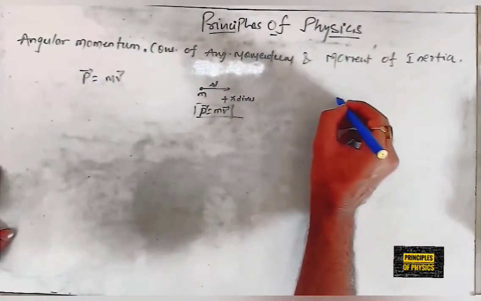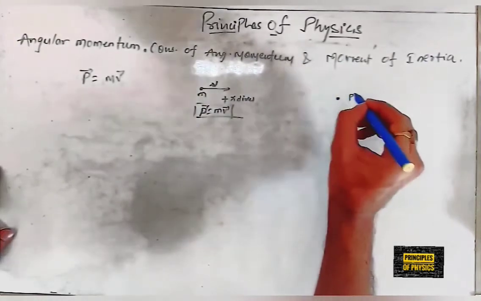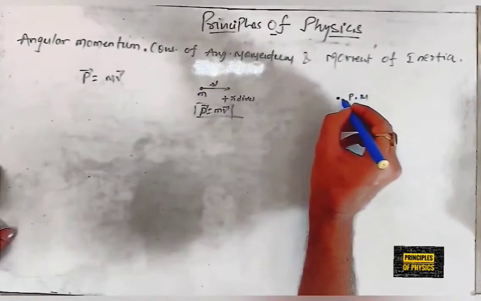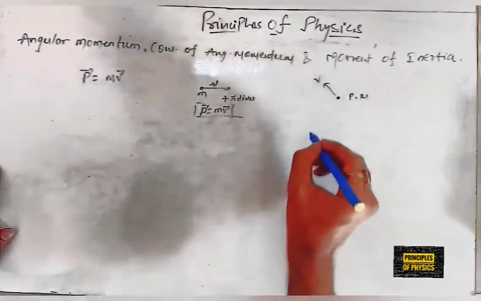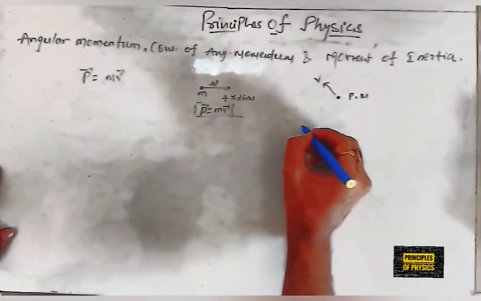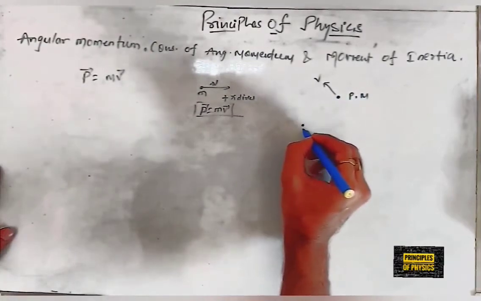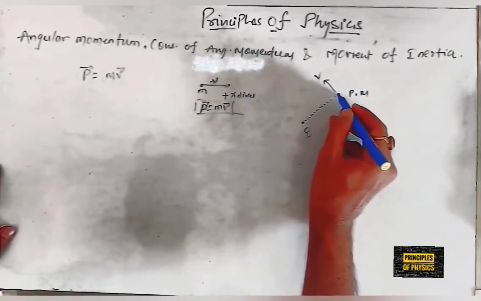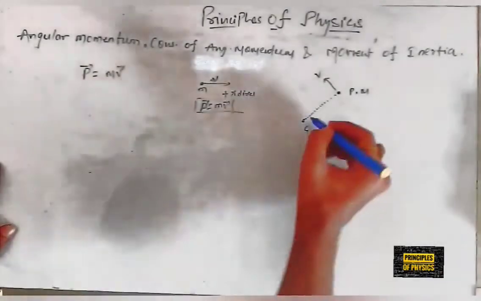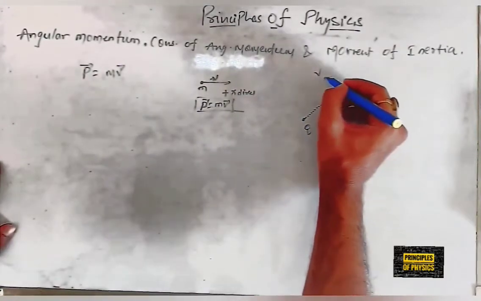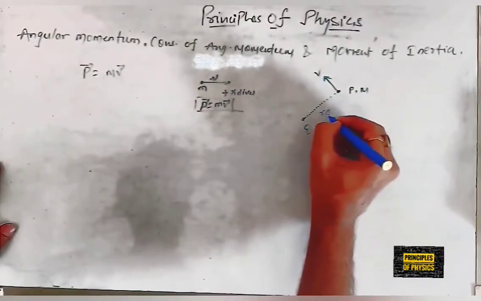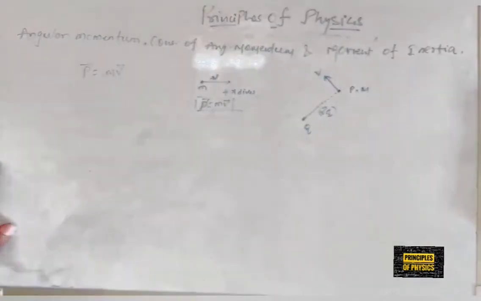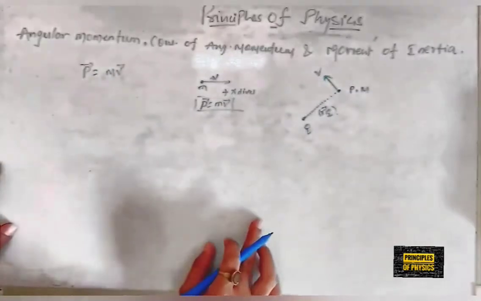According to the diagram, a point P has mass m and is moving with velocity v, and we have to find the angular momentum with respect to point Q. First we define the reference point, that is Q, and we join it to the point where the velocity is acting. So here R will be the distance from the reference point to that point.